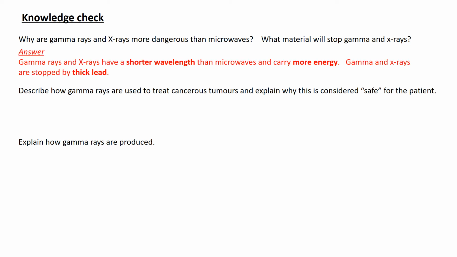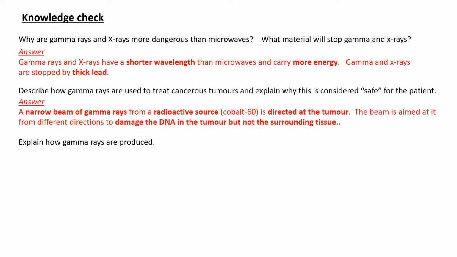So, why are gamma rays and X-rays more dangerous than microwaves? And what material is stopping gamma and X-rays? Gamma and X-rays have shorter wavelengths than microwaves, therefore they carry more energy. Gamma and X-rays can be stopped by thick lead. Describe how gamma rays are used to treat cancerous tumours and explain why they're considered to be safe for the patient. They use a narrow beam, and we are talking incredibly narrow, from a radioactive source, usually cobalt-60, and it's directed at the tumour. The beam is aimed from different directions to damage the DNA in the tumour, but not the surrounding tissue.